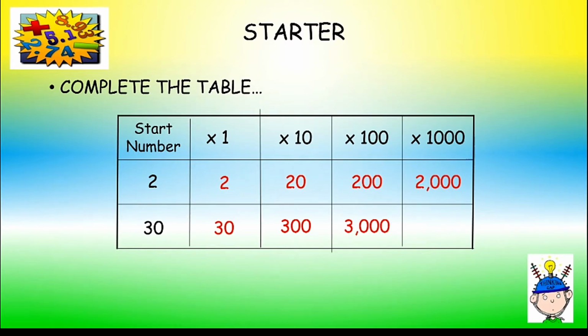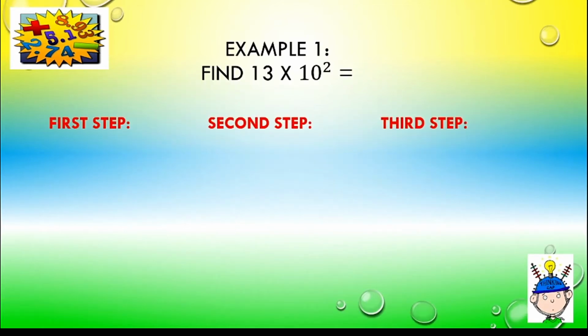3000. Last number, 30 times 1000 or 3 times 1 equals 3, and copy the 4 zeros. The answer is 30,000. To make it clear to you the process on how to multiply if the numbers contain 0, I will be teaching you 3 steps.